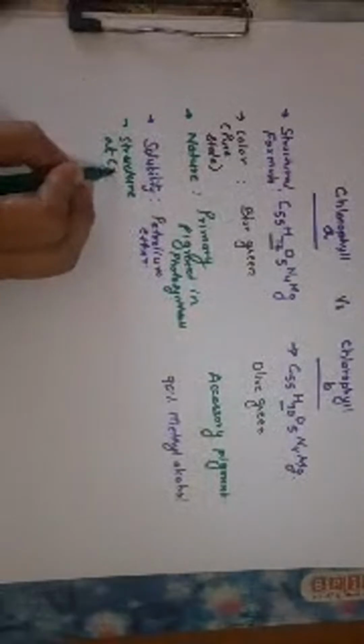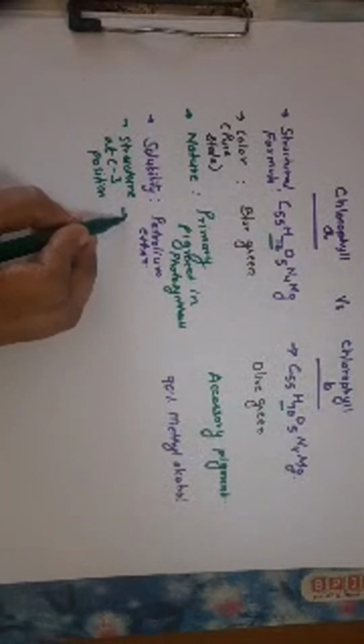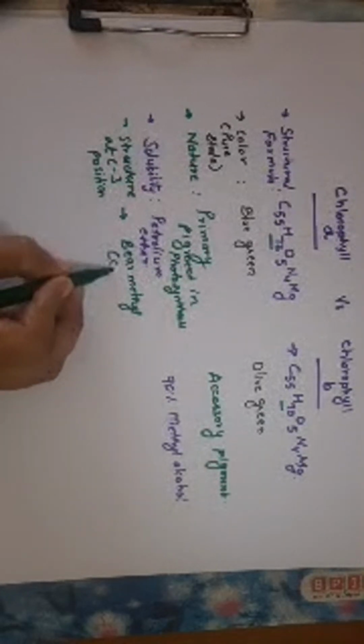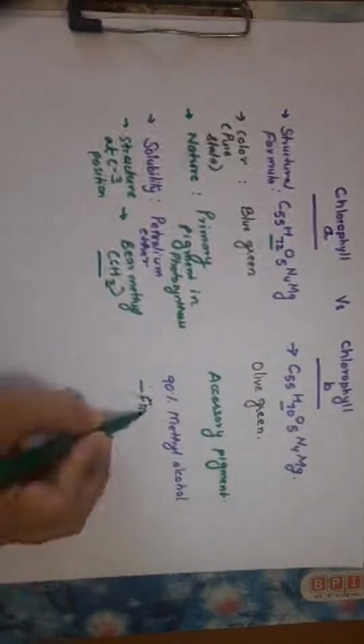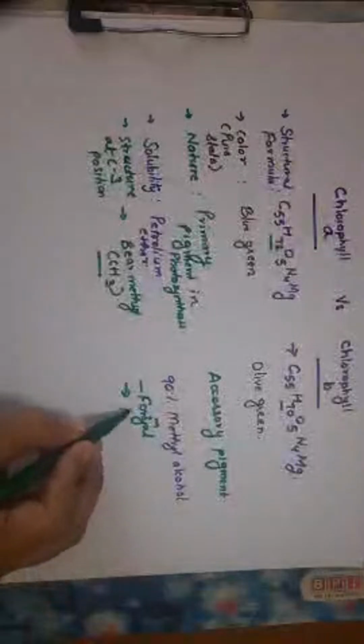The next difference is in terms of structure at the carbon 3 position. If we talk about the structure at the C3 position, then chlorophyll A will bear a methyl group at carbon 3, whereas in chlorophyll B, carbon 3 will contain a formyl group, which is also the aldehyde group.